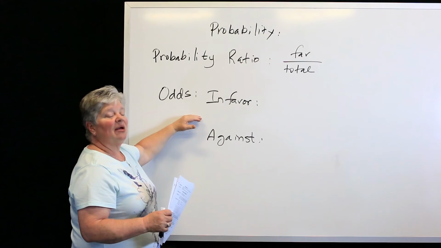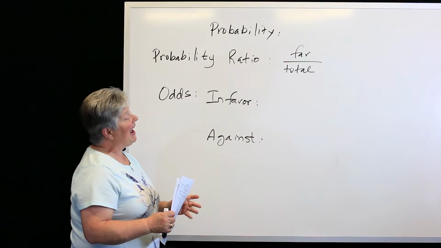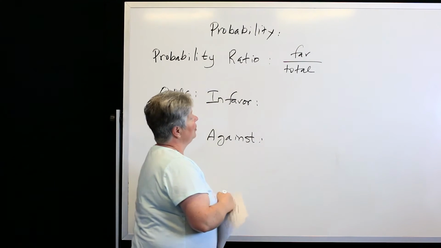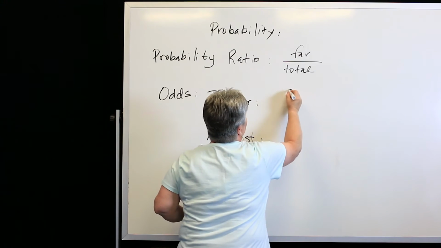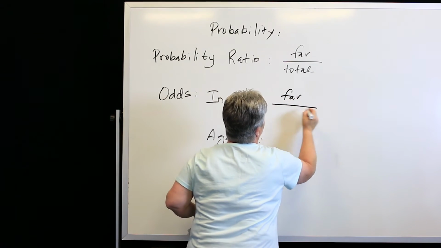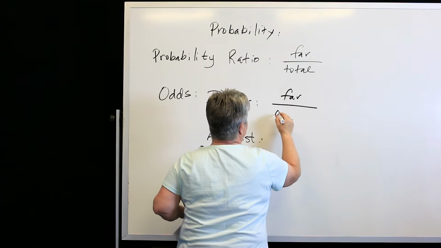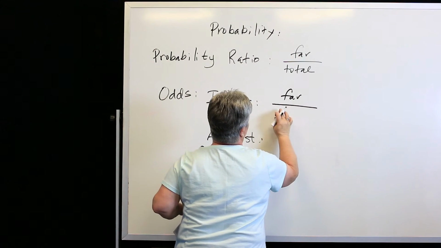But if I talk about odds in favor of something happening, the ratio that we use will be favorable outcomes to unfavorable outcomes.